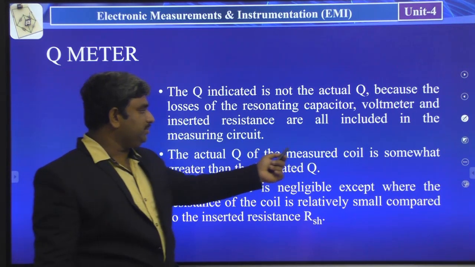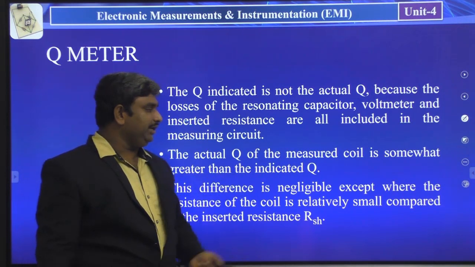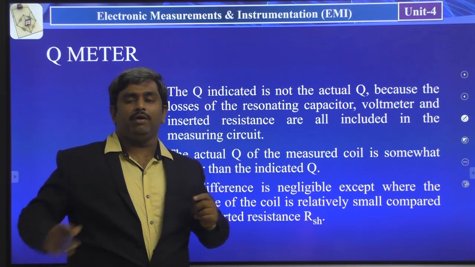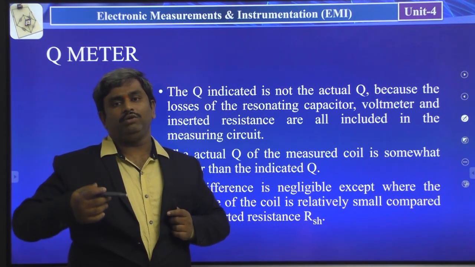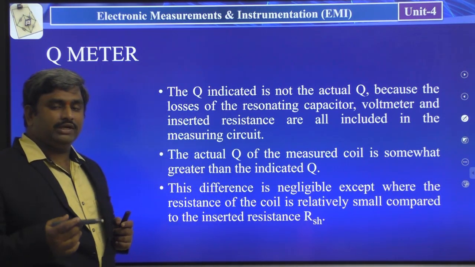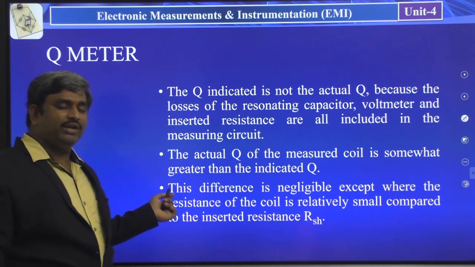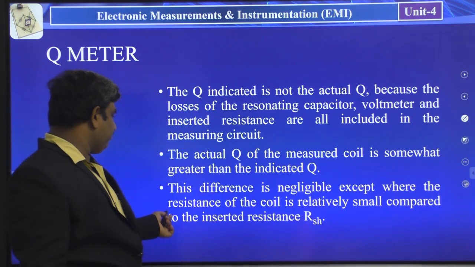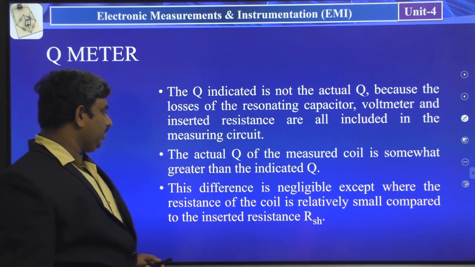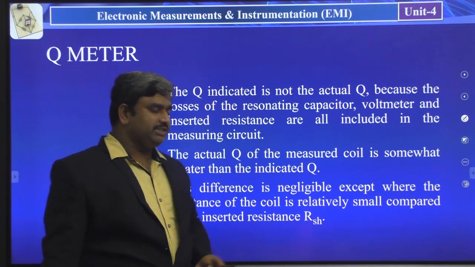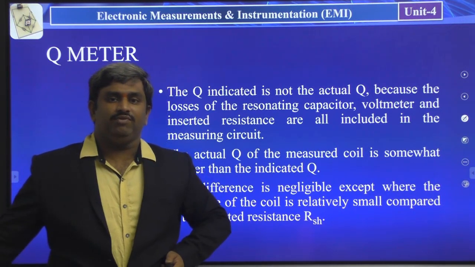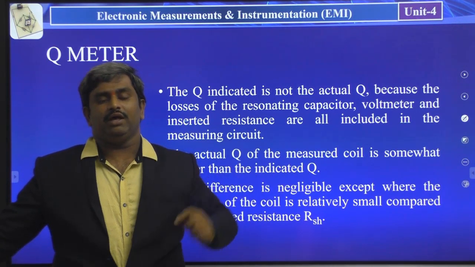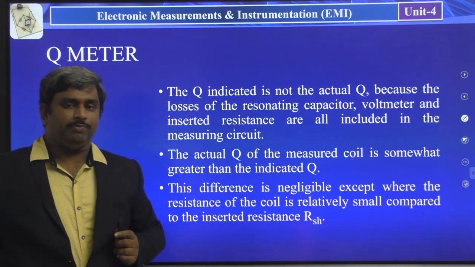The actual Q of the measured coil is somewhat greater than the indicated Q. So the actual Q value is higher than whatever value the meter indicates. The difference is negligible except where the resistance of the coil is relatively small compared to the inserted resistance or shunt. If the resistance is very small, then the difference between the measured value and the actual value is not that big a problem.